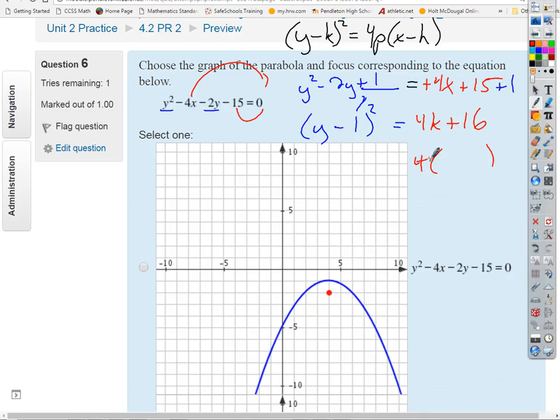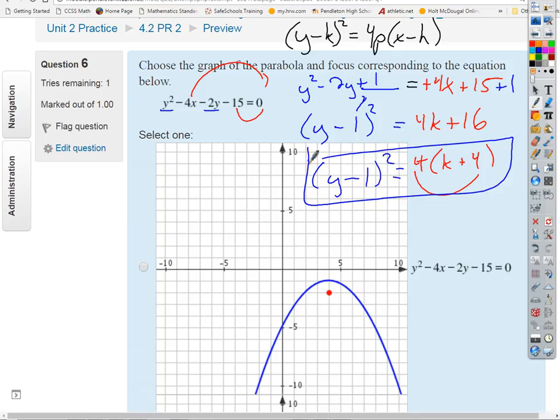If I undistribute a 4 from each of those terms, what am I left with? X plus what? 4. Because 16 divided by 4 is 4. In other words, 4 times what is 16? 4. So then there's my final standard form equation for that parabola. All we've got to do is summarize it. What's h?